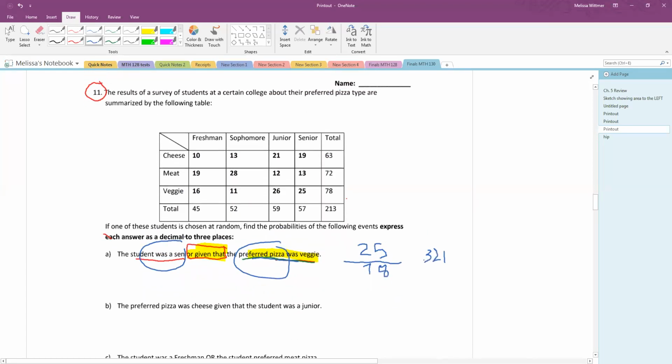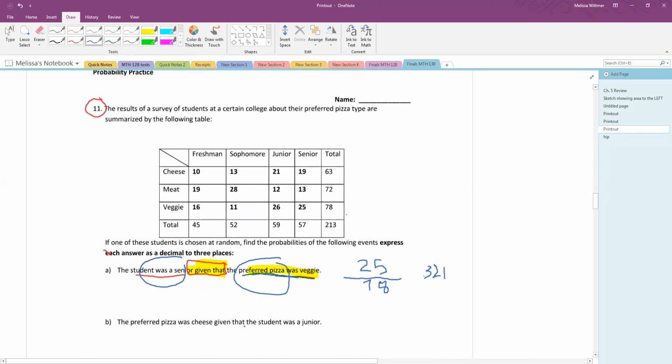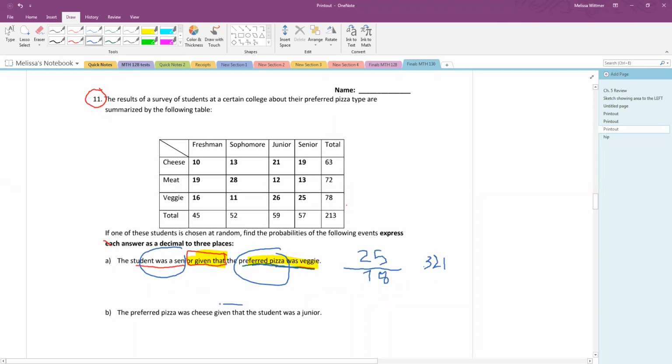So the preferred pizza was cheese, given that the student was a junior. So again, we're placing a condition, given that what? Given that the student was a junior. So I need to restrict my table to the juniors, and the juniors is this column. So I'm not allowed to use any of the other values in the table, only looking at that column. So now we set up a probability fraction, and what comes first goes on top. Pizza was cheese. So in that column, cheese is 21.